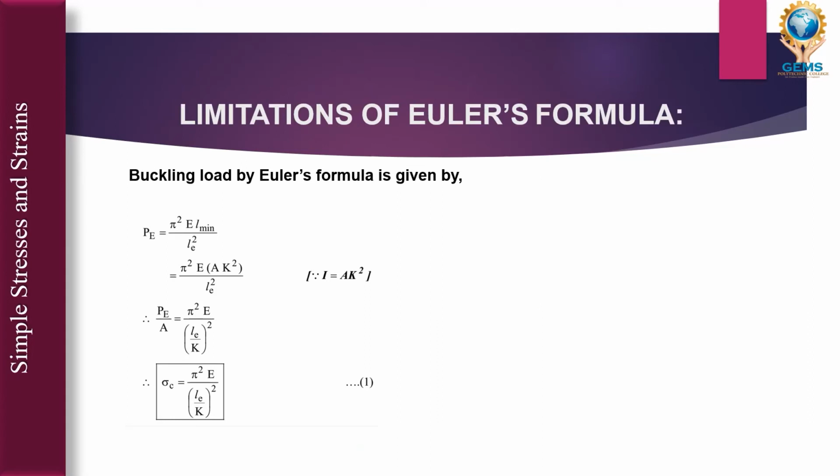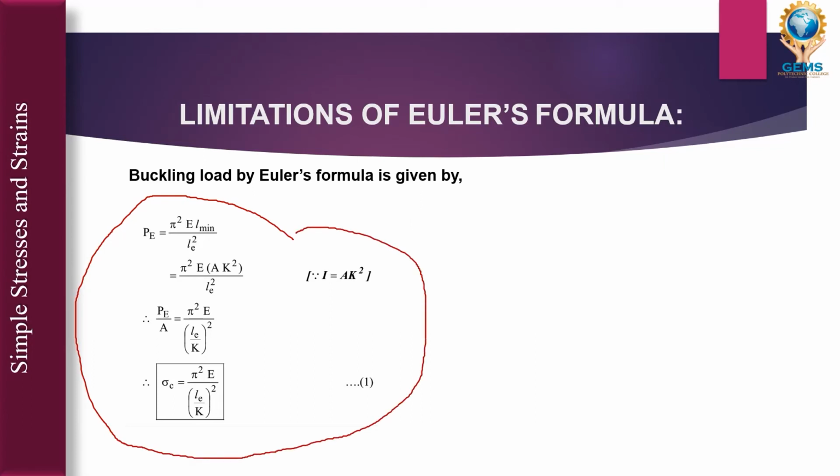Now we will see what are the limitations of Euler's formula. If you see, buckling load by Euler's formula is given by this formula. Understand? These are the derivations, so sometimes they may ask in your examination. That's why I have given them here. So already you know the buckling formula for Euler's. Understand? So I minimum will become A K square.